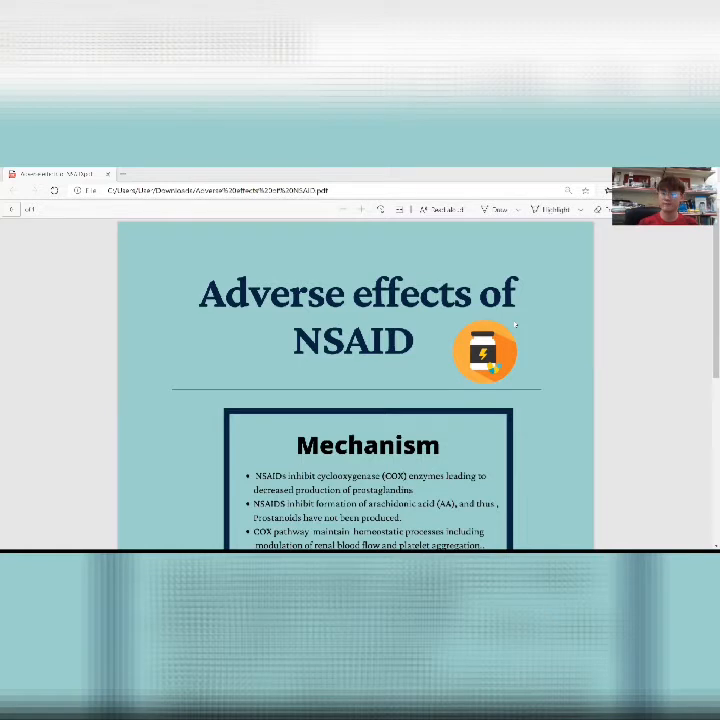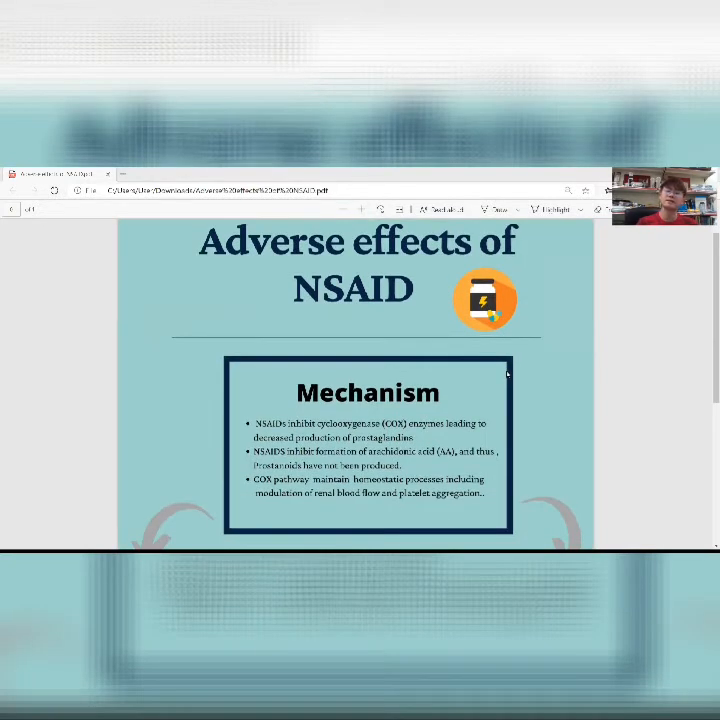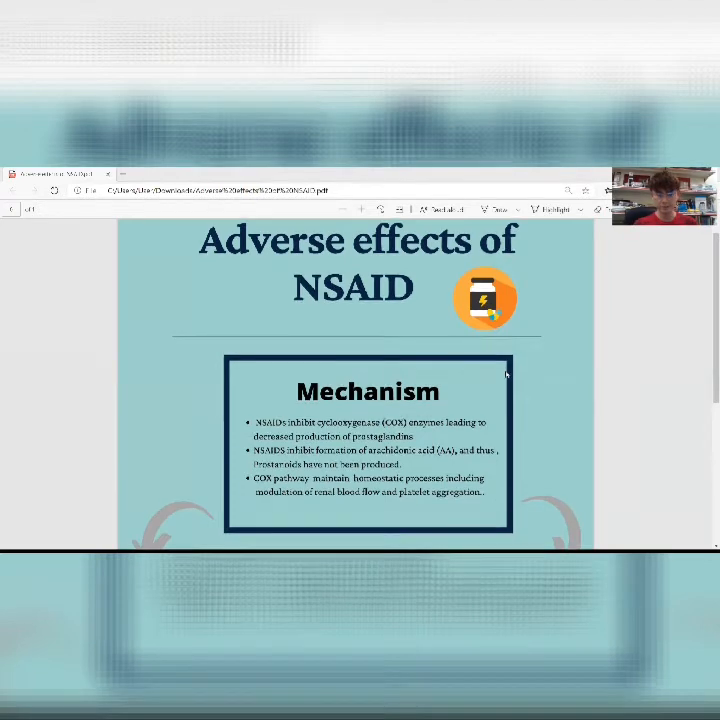Everyone, I will explain the adverse effects of NSAIDs. Before we move on to adverse effects, let me explain more briefly about the mechanism of the NSAIDs. The NSAID inhibits the cyclooxygenase COX enzyme, which will lead to a decrease in the production of prostaglandins. NSAIDs also inhibit the conversion of arachidonic acid, which is responsible for the production of prostaglandins, and thus the prostaglandin will not be produced. The COX pathway also maintains homeostatic processes, including moderation of renal blood flow and platelet aggregation.